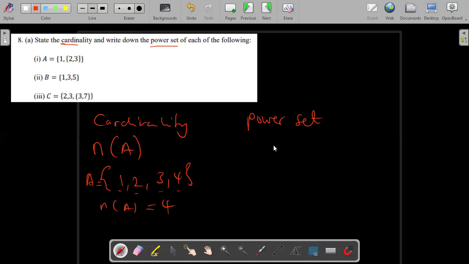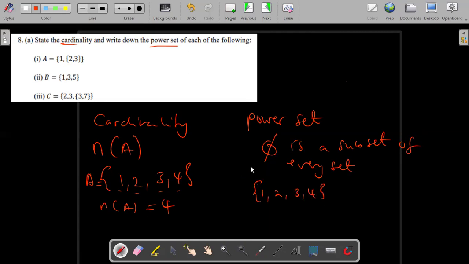So one thing you should always remember, the empty set is a subset of every set. Every set you have, this empty set is going to be a subset of that set. And the set itself is the what? Is a subset of that set. So the way I have these elements listed, 1, 2, 3, and 4 is going to be a subset of the set A.